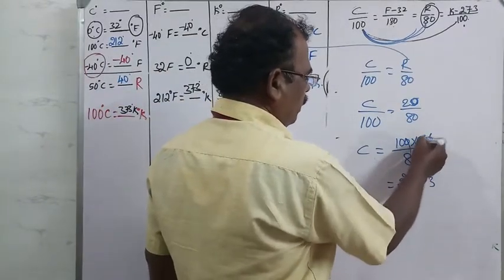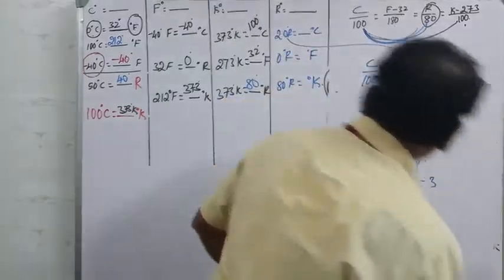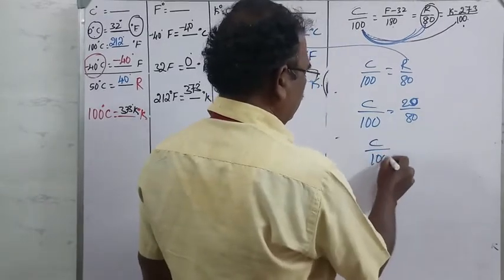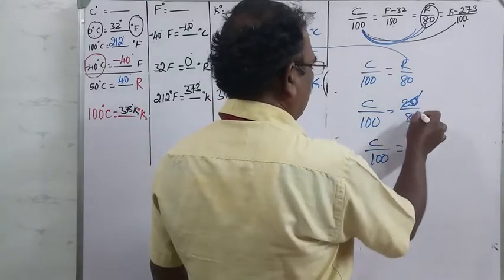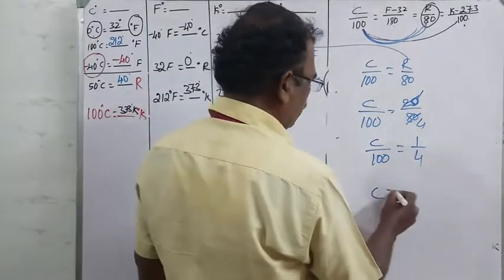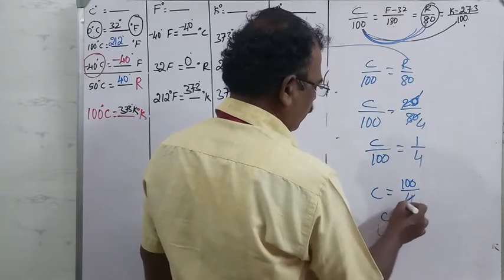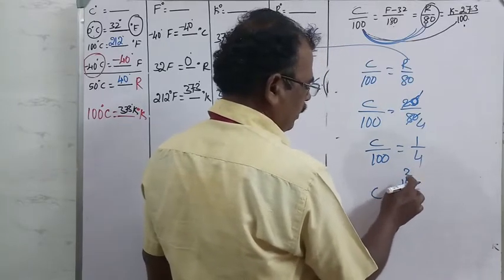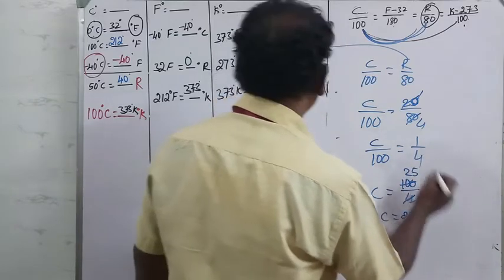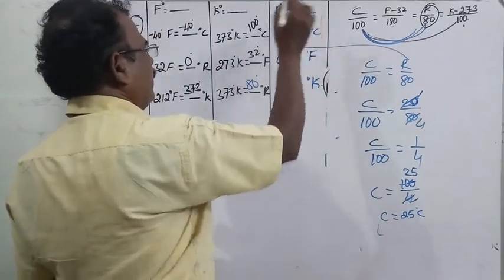So 2 1 ja, 2 4 ja. C by 100 is equal to 1 by 4. So C is equal to 100 divided by 4. 4 5 ja 20, C is equal to 25 degree centigrade. Now you are getting 25 degree centigrade.